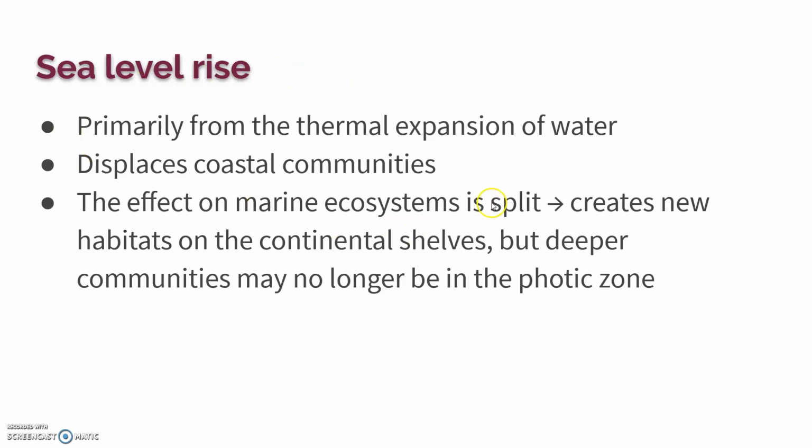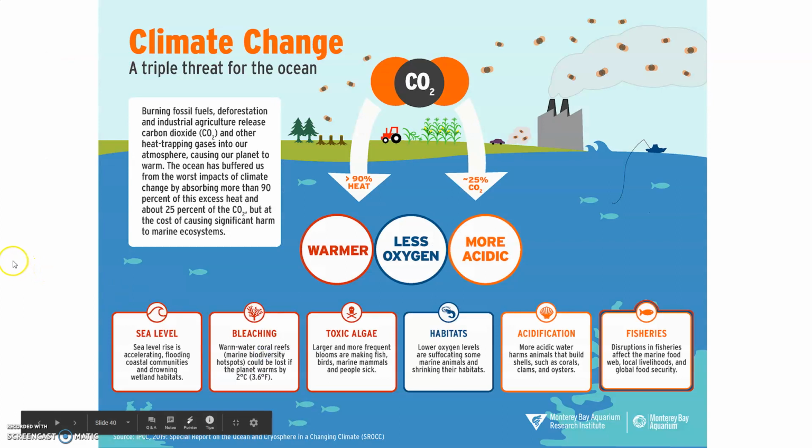This displaces coastal communities. If you're poor and you can't just easily move inland, maybe you're dependent on a farm that's been there for decades, and now it's being constantly flooded. What are you going to do? And this is a reality for hundreds of thousands of people around the world. So this is a really big deal. The effect on marine ecosystems is kind of split, so it can create some habitats, but then displace other habitats. So really it just depends, but it definitely affects human habitats.